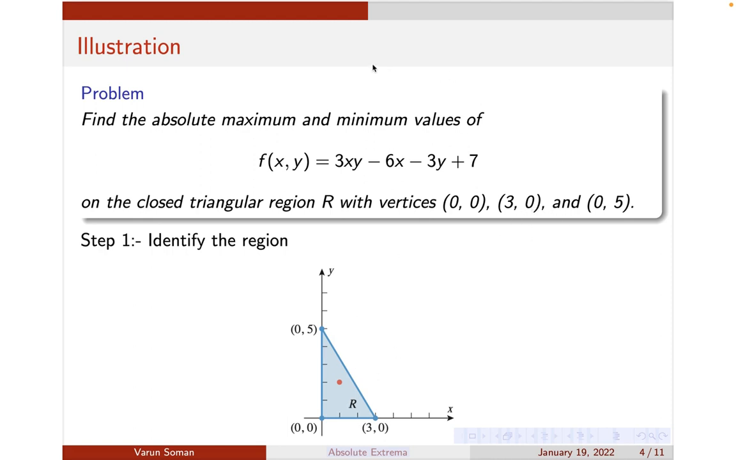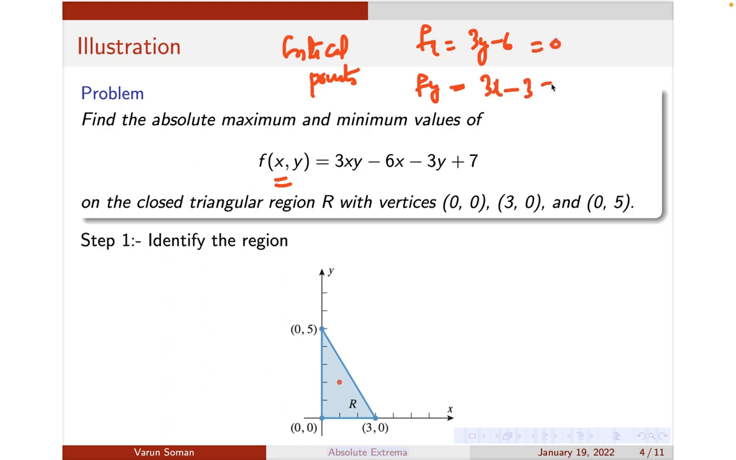Okay, now what are the steps involved? First of all, I'll find the critical points. So this is f of x,y. Just find fx. fx is actually 3y minus 6, and find fy. fy is actually 3x minus 3, and equate them to 0 to find the critical point. From here we get y equal to 2, x equal to 1. So you are getting just 1 point, that is 1,2. That is your critical point.